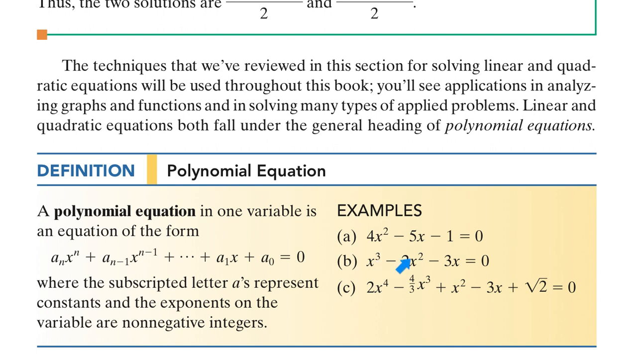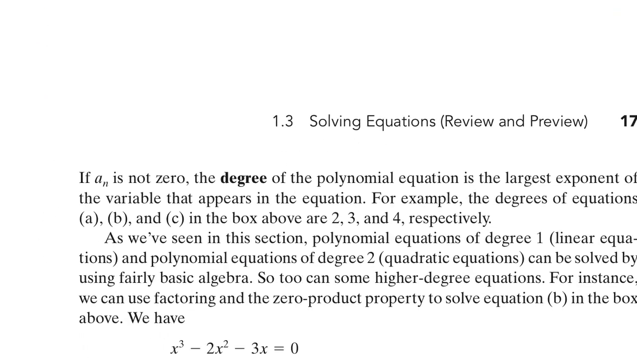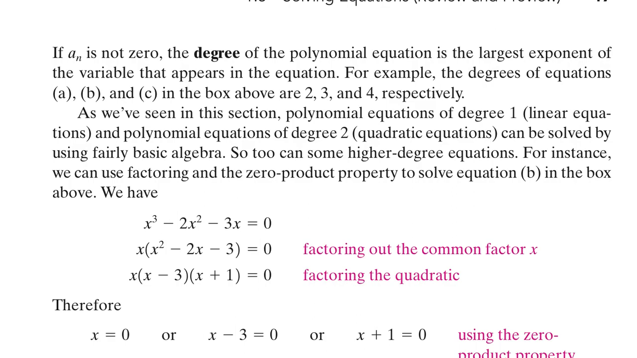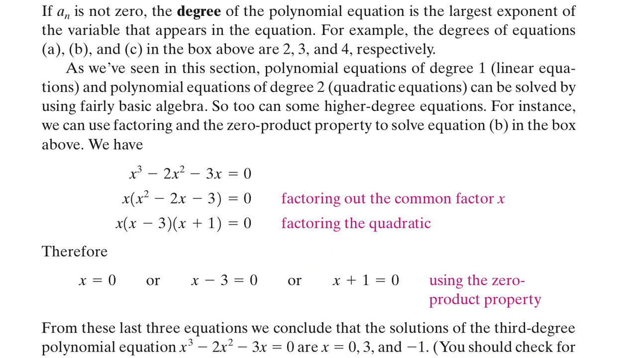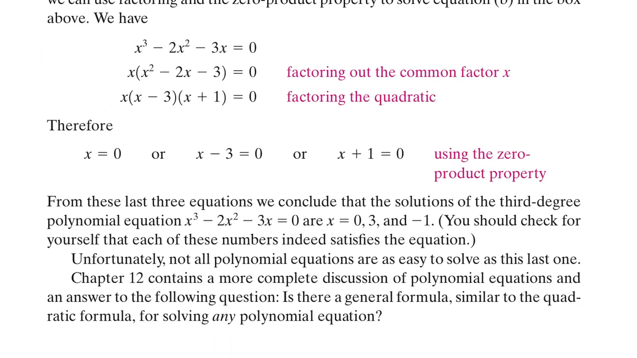So this is descending, 3, 2, 1. Okay, 4 is bigger than 2. It's bigger than 1. It's bigger than 0. So that is all descending order. And they talk about the degree and how you determine that degree. It's really the largest exponent.